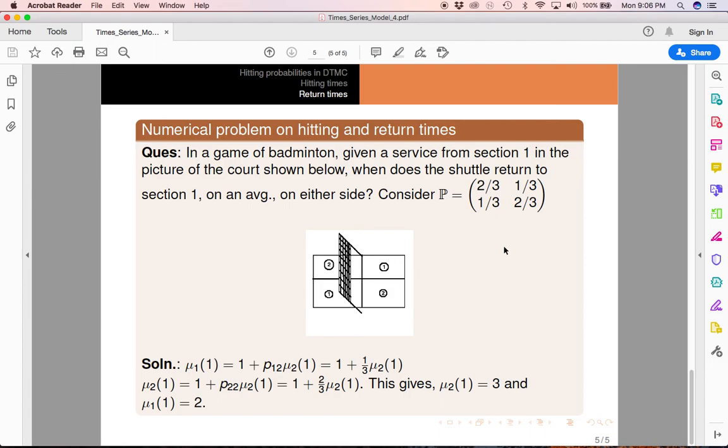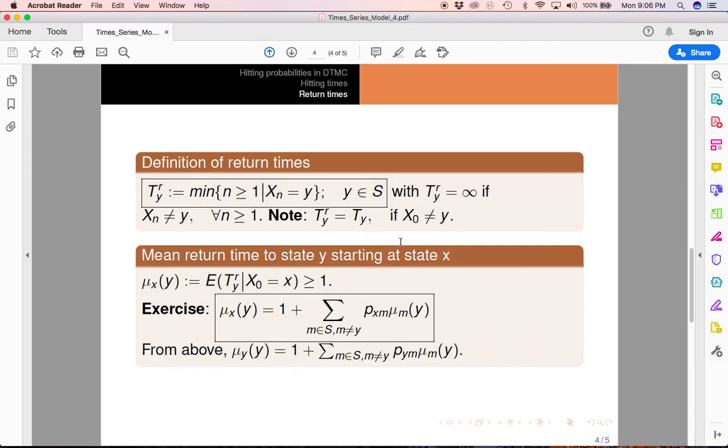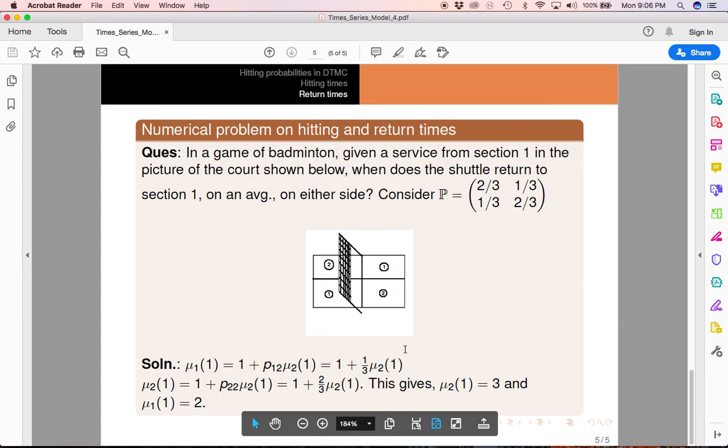Let's say we have calculated the data from many badminton games, and we have the probability transition matrix given by bold P. So we would write down the recurrence relation for mu sub x of y. In this case, we would write down mu sub 1 of 1 in terms of p sub 1,2 and mu sub 2 of 1. And we would write down the expression for mu sub 2 of 1 in terms of p sub 2,2 and mu sub 2 of 1, just by using the recurrence relation boxed here. And after some very simple algebra, we will recover that mu sub 2 of 1 is 3 and mu sub 1 of 1 is 2.